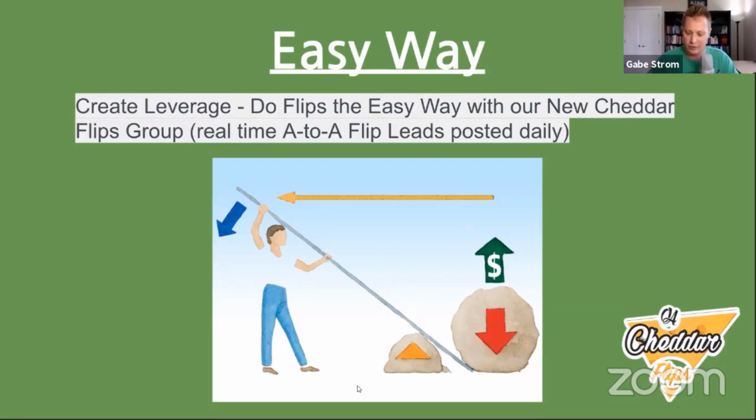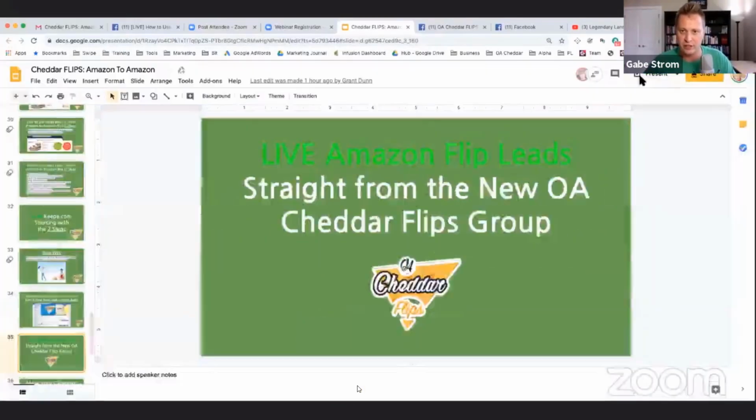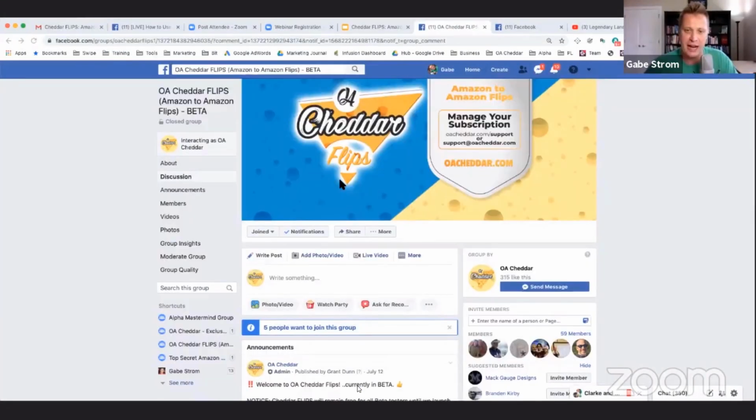Grant, I want to talk about the categories, but I want to go through here and show you guys some Amazon to Amazon flip leads that are straight from our new OA Cheddar Flips group. So we'll show you guys the end product. And Grant, would it be easier if I just go over there? And we'll talk about how this is going to work.